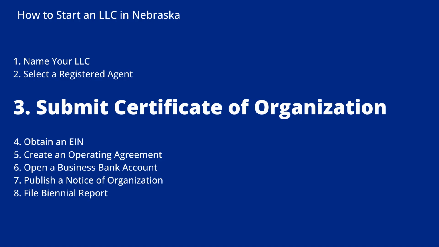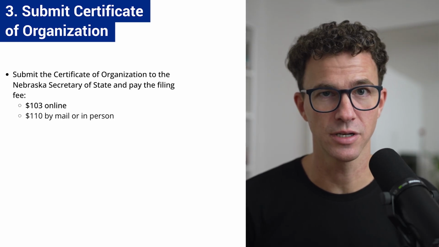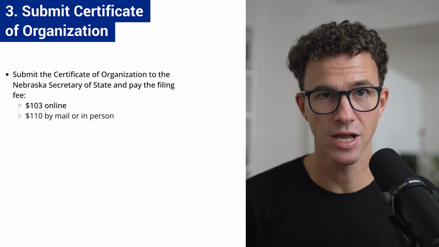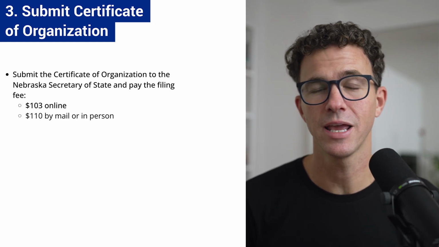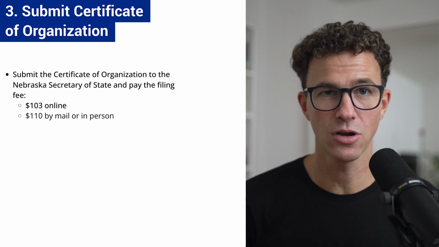Step 3, submit the Certificate of Organization to the Nebraska Secretary of State and pay the filing fee. You can submit online, by mail, or in person. If you file online, the fee is $100, and $110 if you submit a paper filing by mail or in person. When filing online, though, there's also a $3 card processing fee.